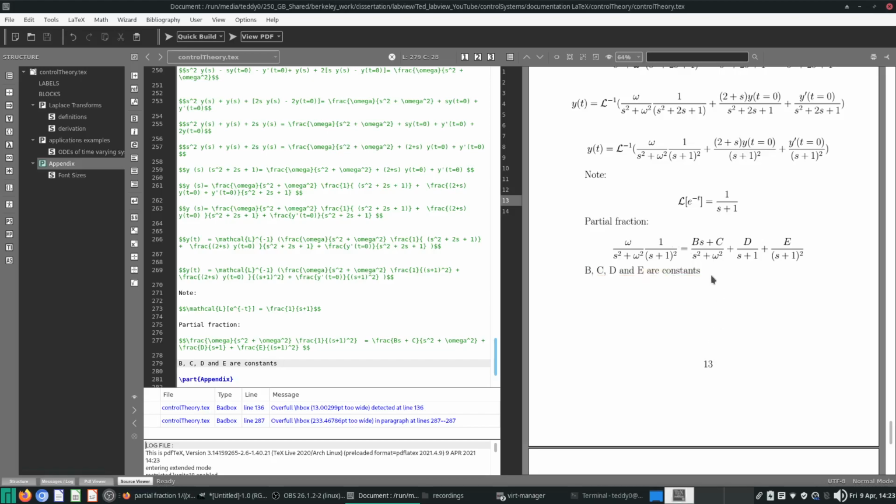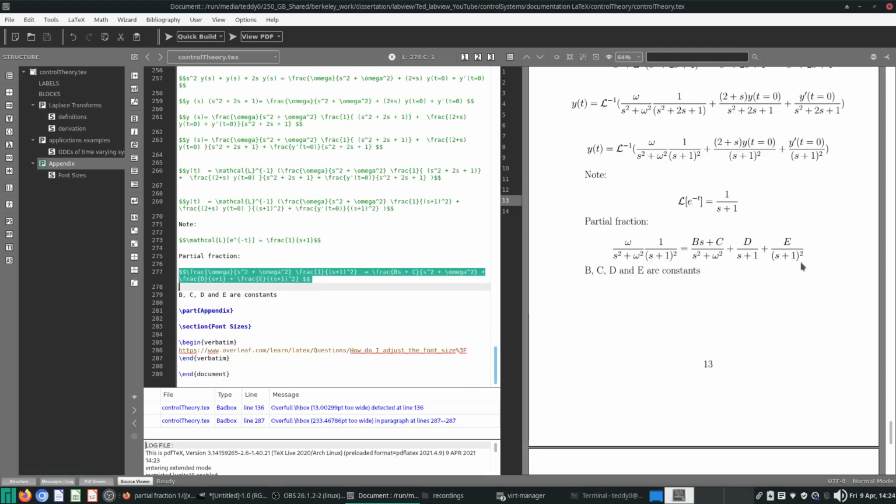If you notice, you will have s squared plus omega squared. These, bs over s squared plus omega squared and c over s squared plus omega squared, are sine and cosine waves. And d over s plus 1 and e over s plus 1 squared: this one you can see is an exponentially decaying curve. This one we haven't quite derived yet, so we'll need to talk about how to derive it. But let's at least find what b, c, d, and e are. Then we talk about deriving this s plus 1 squared.